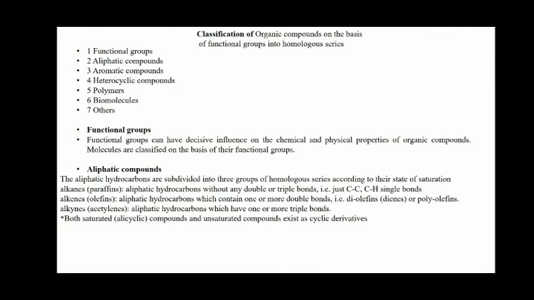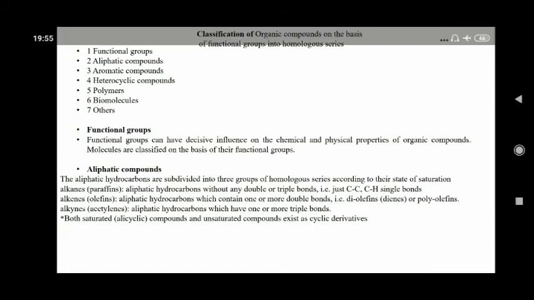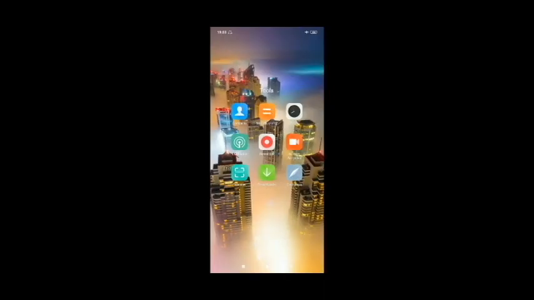Let's first of all take a functional group. A functional group can have a decisive influence on the chemical and physiological properties of organic compounds. Molecules are classified on the basis of their functional groups. For example, for ethane, if you are going to replace a hydrogen, we'll see the examples there.